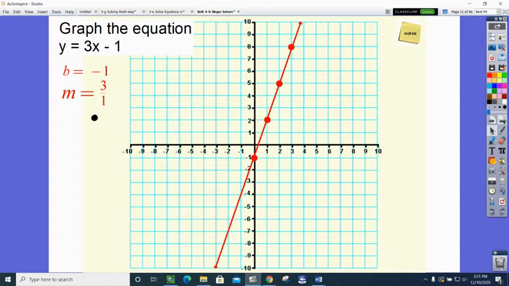Hey, Mrs. Ritter, why didn't you tell us this to start? Because you really wouldn't have understood where it came from. You're smarter than you were. And this is a new way to do it that's easy.